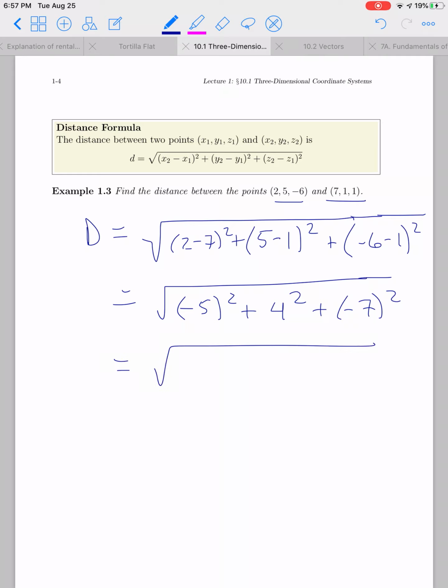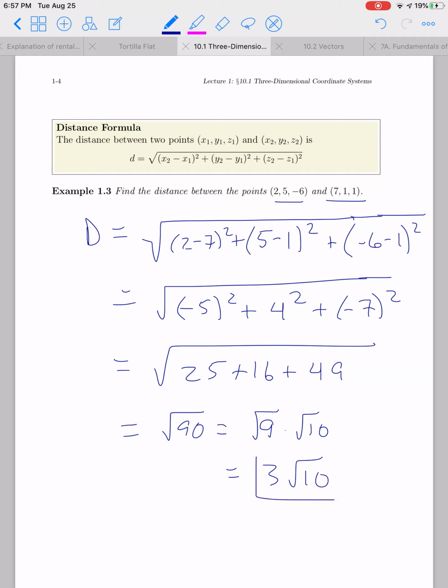This is the square root of 25 plus 16 plus 49. Putting that together, we got 41 plus 49, which is the square root of 90. That's root 9 times root 10, which is 3 root 10. If we want to simplify the radical, it's not necessary, but why not?